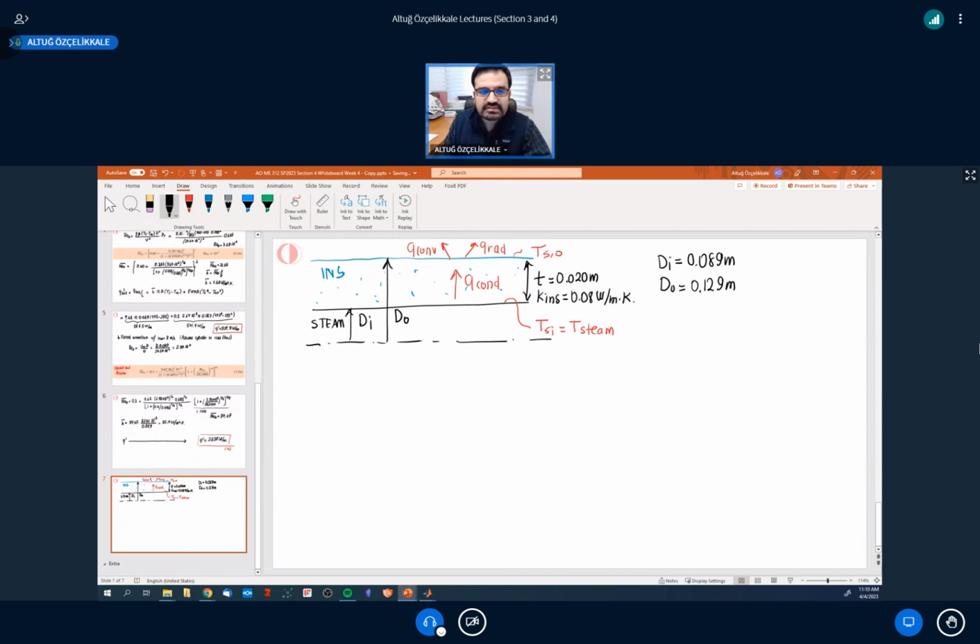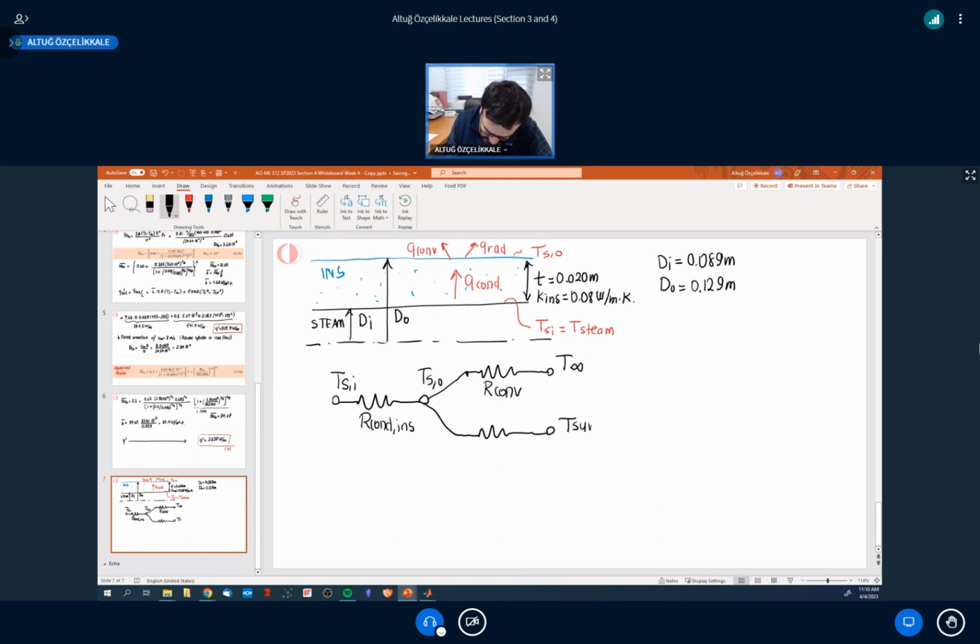We can represent this as a thermal resistance network, starting from the inner insulation surface temperature, with some thermal resistance for conduction within the insulation, to the outer insulation surface temperature. Now we are going to branch out, and that's going to go to T infinity. That's the convection resistance. And on the other side, we can even have a radiation resistance, right?